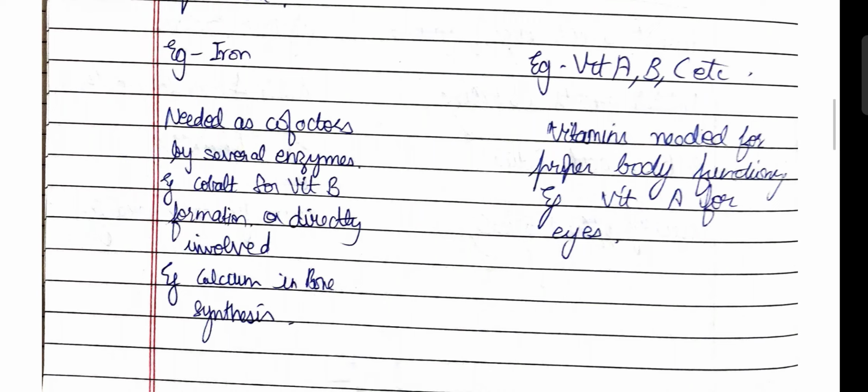So what is the purpose of minerals? They can be needed as cofactors, for example, cobalt is needed for the formation of vitamin B, or they can also be directly involved, for example, calcium is required for the synthesis of bones, calcium as well as phosphorus. Whereas vitamins are required for the proper functioning of the body, for example, for the proper functioning of the eyes, in order to prevent the drying up of eyes, vitamin A is required.